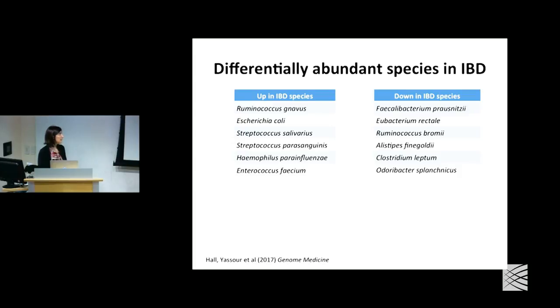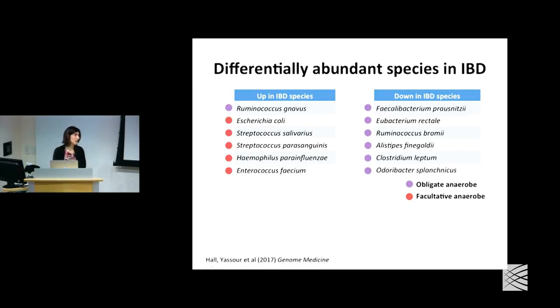And so with these data, we were able to look at different species that were increased in inflammatory bowel disease or decreased in disease. Brantley Hall, who was the postdoc working on this project, was staring at this and realized that one of the main things that's different here is the aerotolerance of these microbes. So all of the species that were decreased in IBD are very strict obligate anaerobes, whereas the microbes that were increased in IBD tended to be facultative anaerobes. This means that facultative anaerobes are able to still grow in the presence of oxygen, whereas the obligate anaerobes die.